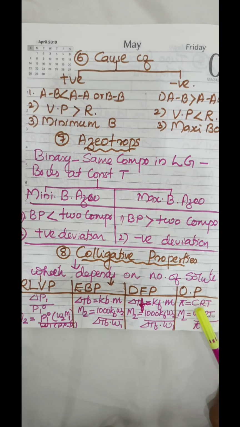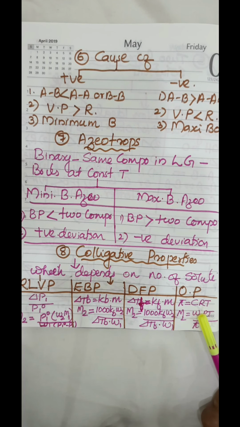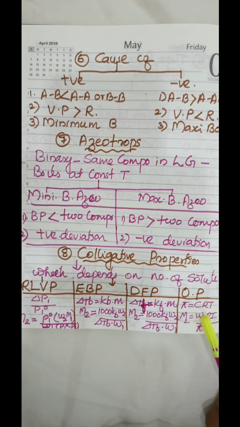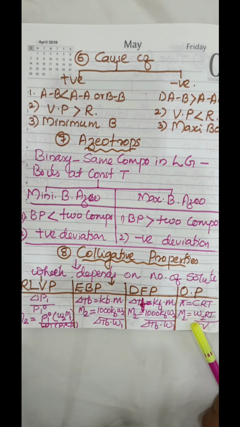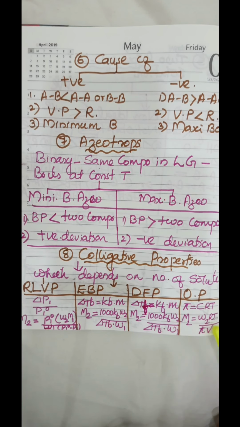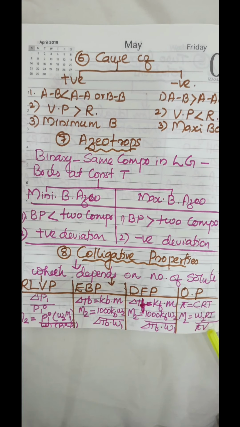And the fourth colligative property is osmotic pressure. And what is osmotic pressure? It is represented by π, and π equal to CRT. And the equation of molecular mass from this osmotic pressure is W2RT by πV. These equations you have to study for solving problems.